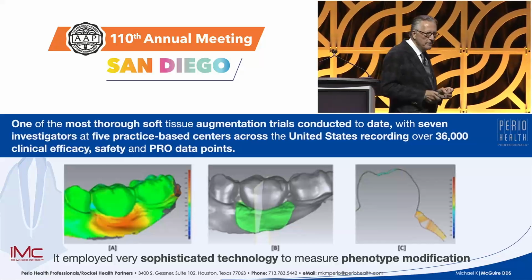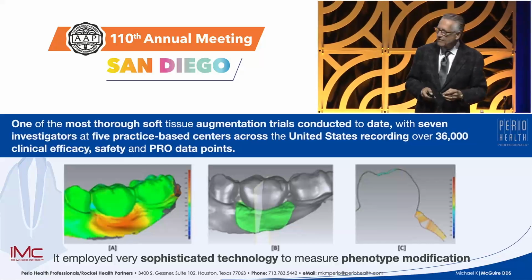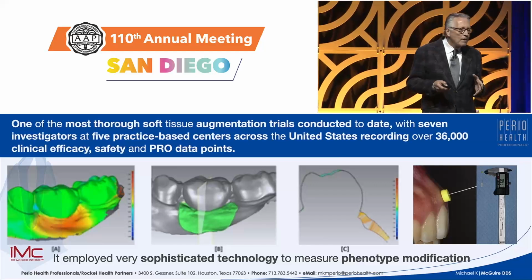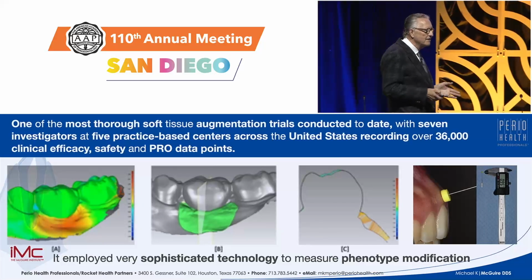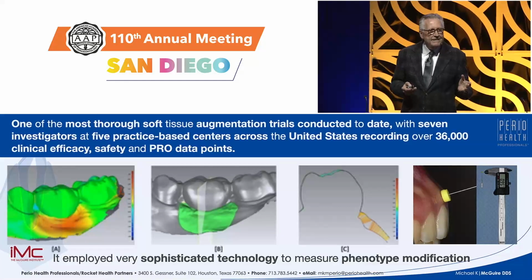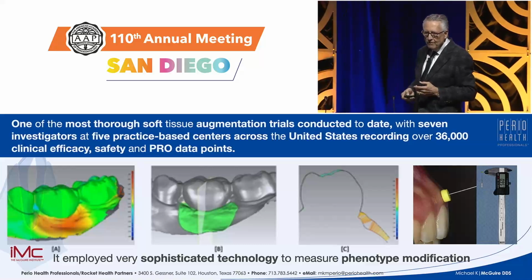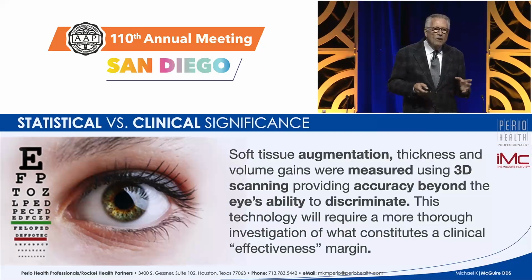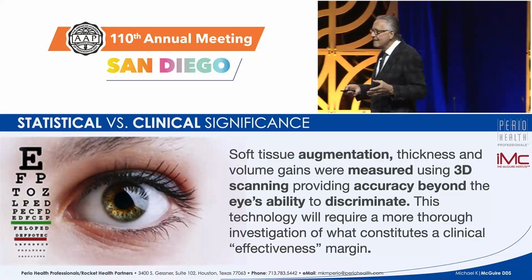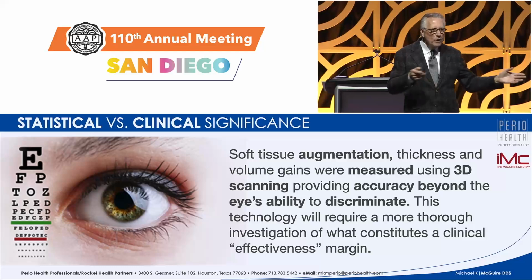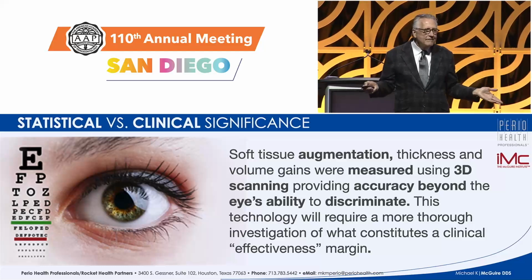And we employed very sophisticated technology to measure phenotype modification. Big difference from what we did in the past with an endodontic file and stopper. Now, most of us think improvements in technology are always great things. And they usually are. But in this case, the improvement in technology almost introduced a new confounder, because what we found was that we now can measure with our technology changes that you and I can't see, changes that our patients can't see, yet we are having to declare a winner based on things that are not observable.